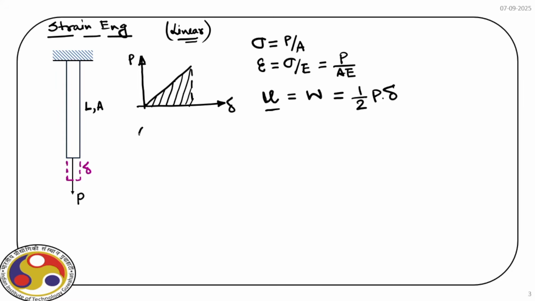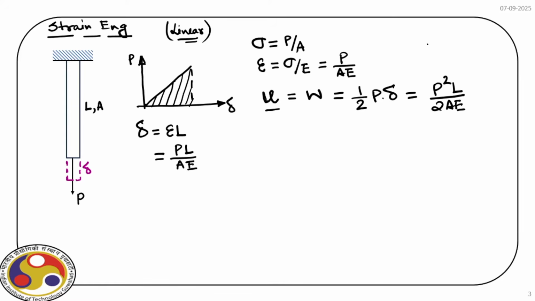Now we can quantify delta. It is nothing but the strain times the initial length, right? And in place of strain, we can write P by AE. So we have PL by AE as the total elongation. So this quantity is then P square capital L divided by twice AE. So this is the strain energy stored within the body due to this elastic deformation.